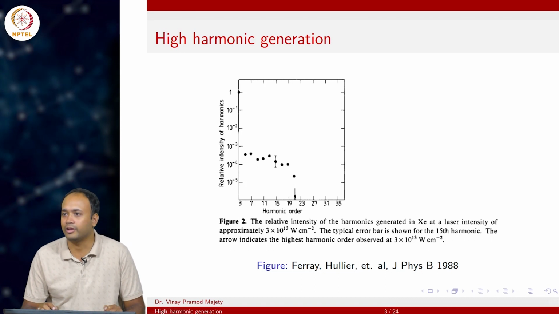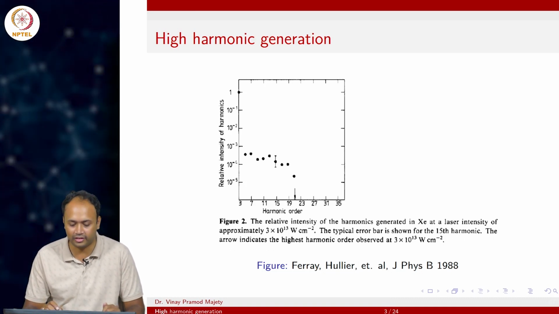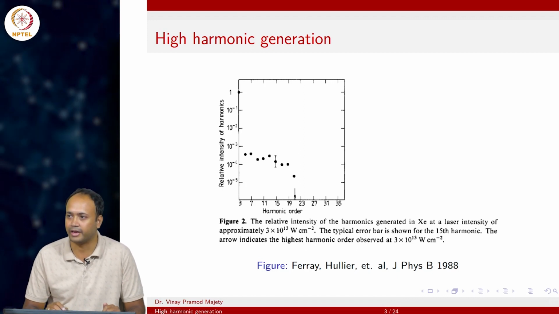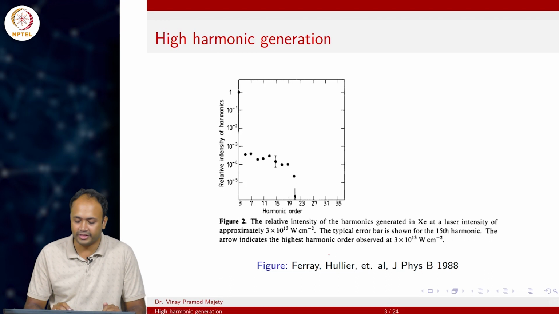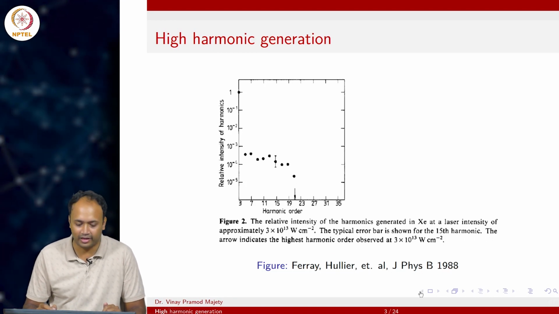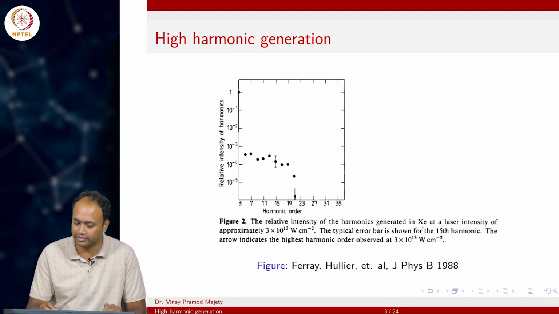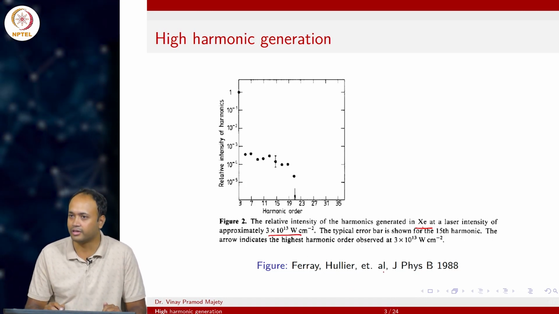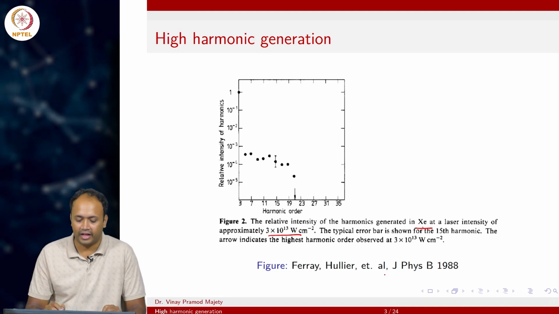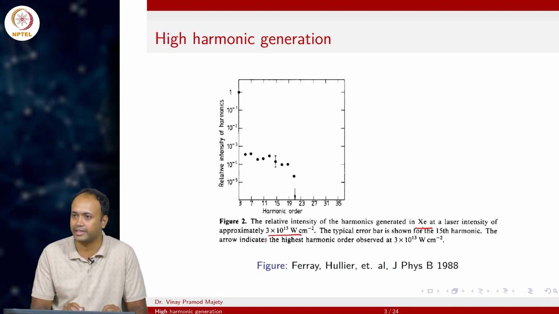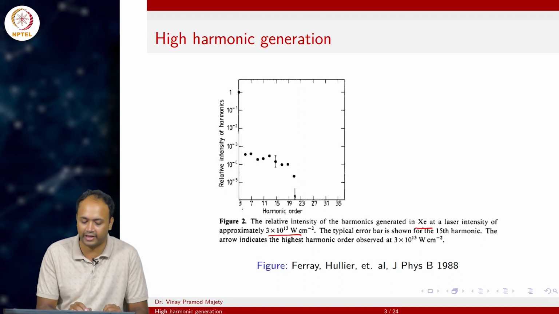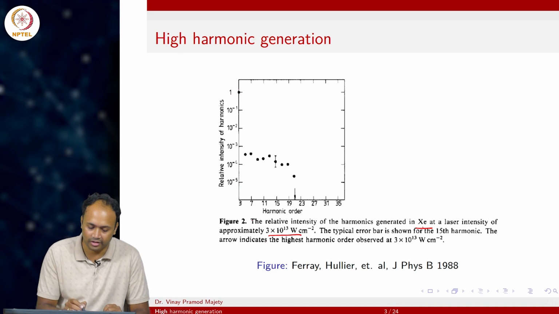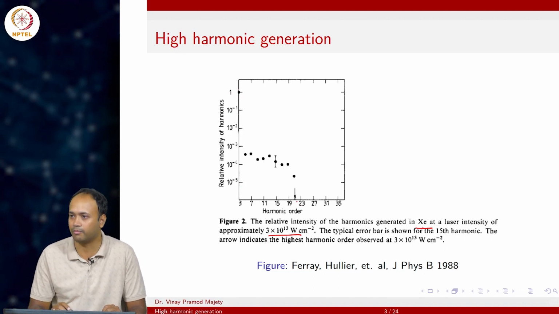So what is high harmonic generation? We'll start off with the paper that the Nobel Committee cited when they gave this Nobel Prize to Professor Anne L'Huillier. In this seminal experiment in 1988, they drove xenon gas using a laser with intensity 3 times 10 to the 13 watts per centimeter squared. They found that they could measure harmonics, and these harmonics extended all the way from the third harmonic up to the 21st harmonic.